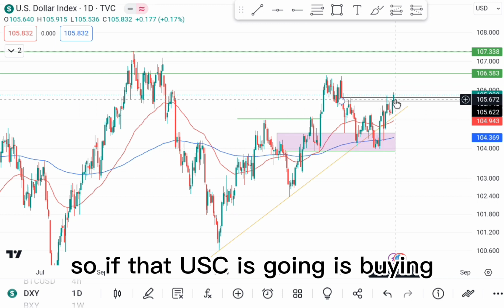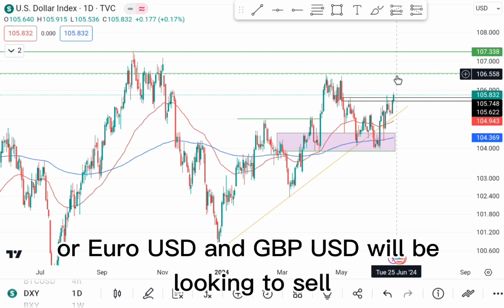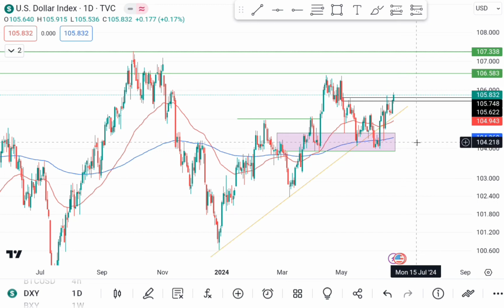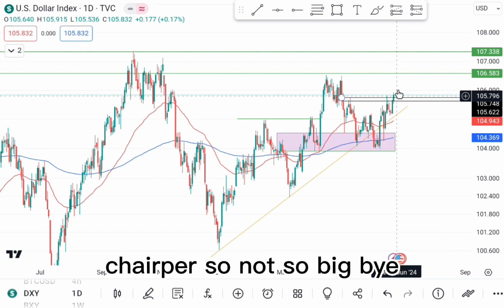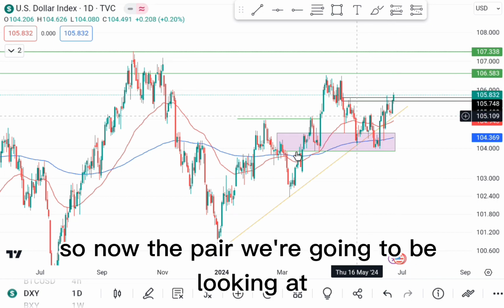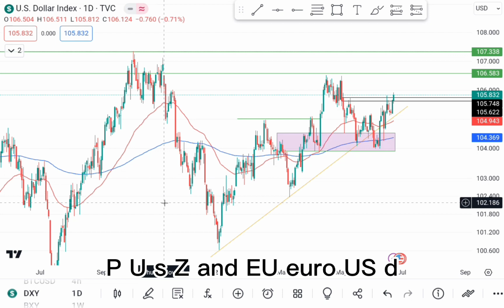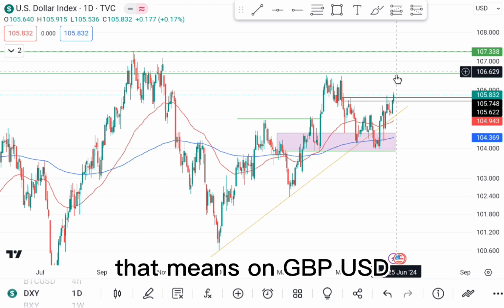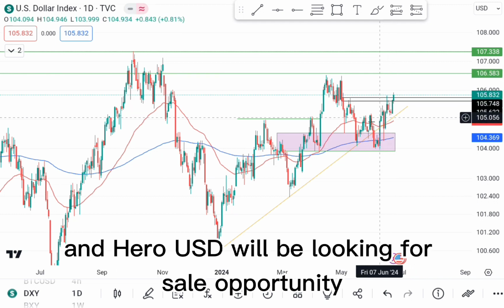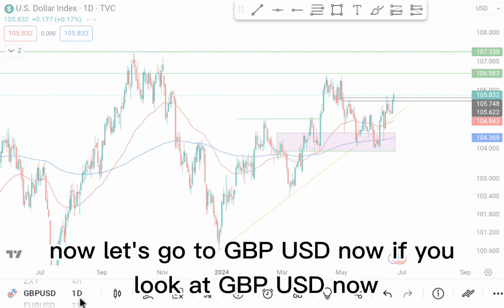So if USD is buying, that is, it's aiming for this particular resistance we have here, that means EURUSD and GBPUSD will be looking to sell. That is how it works. But USD JPY, USD CAD, USD CHF, and so on will be buying. So the two pairs we'll be looking at today are GBPUSD and EURUSD. So since DXY is buying, that means on GBPUSD and EURUSD we will be looking for sell opportunity.